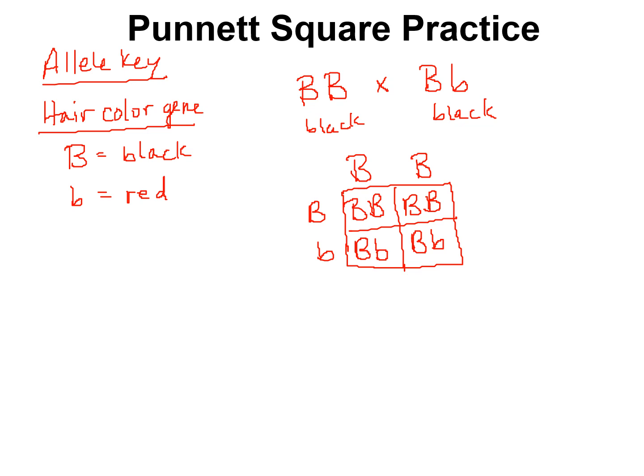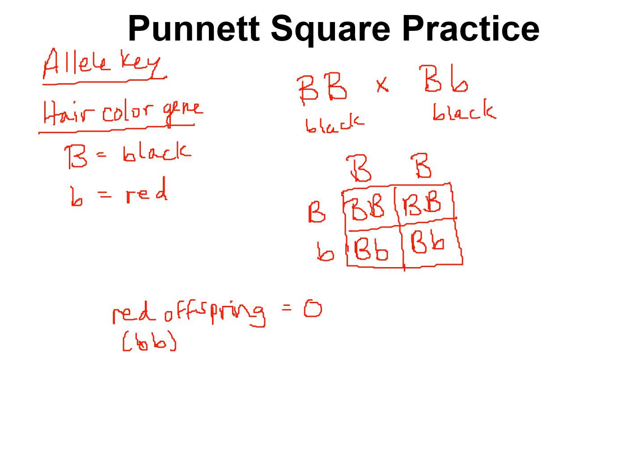So the probability of getting a red offspring, okay, remember to get a red offspring, it would be two little b's. They'd have to be homozygous recessive. And that'd be 0, right? You wouldn't have any of those. So there's no homozygous recessives.